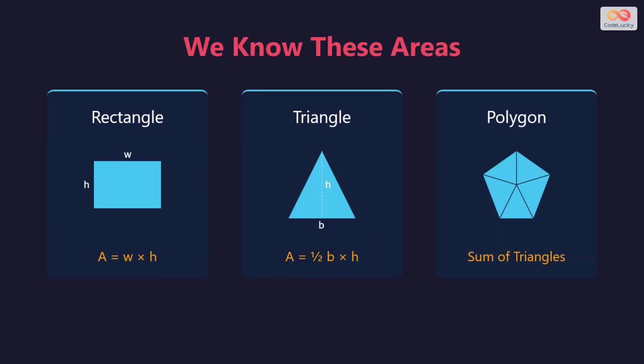We already know how to find the area of simple geometric shapes. We have formulas for rectangles, triangles, and circles. Even complex polygons can be broken down into smaller triangles. As long as the sides are straight lines, we can use basic geometry to get an exact answer.